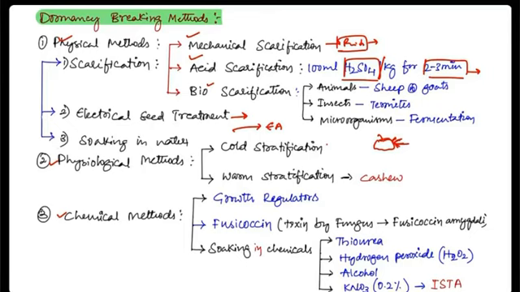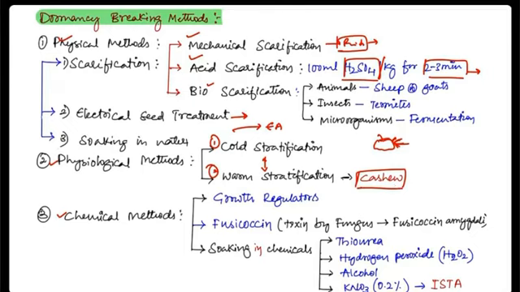Next are physiological methods. One of your friends has asked about stratification in the WhatsApp group. I've clearly explained the difference between stratification and how actual stratification takes place, and also the difference between cold and warm stratification. You can read the same text again to understand this. Warm stratification is commonly used in the case of cashew.